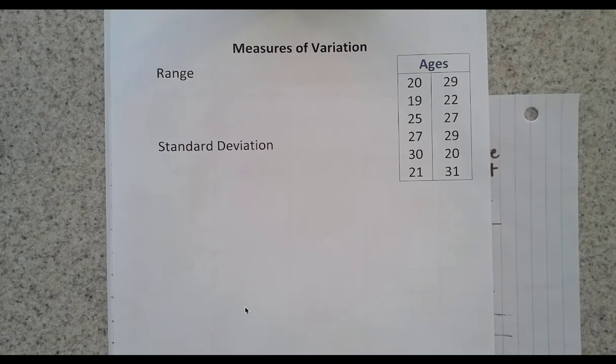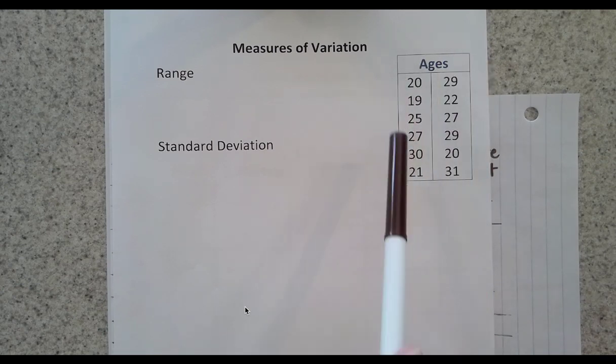Today we're going to look at two different ways to measure variation in a data set: range and standard deviation. Range we looked at yesterday. It's when you take the greatest value in your data set minus the smallest value in your data set.